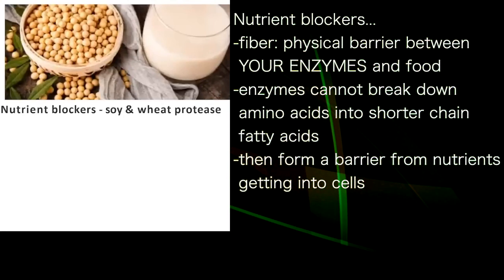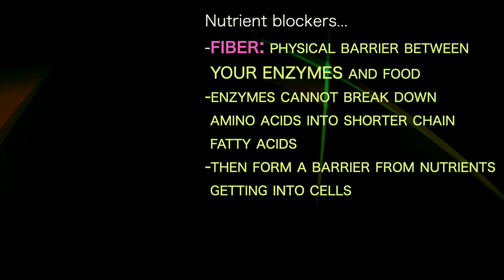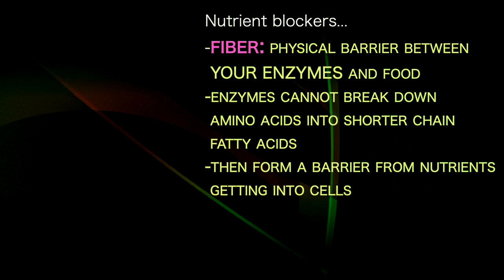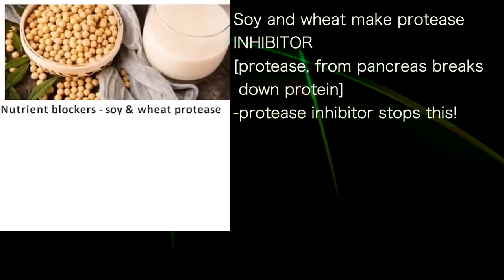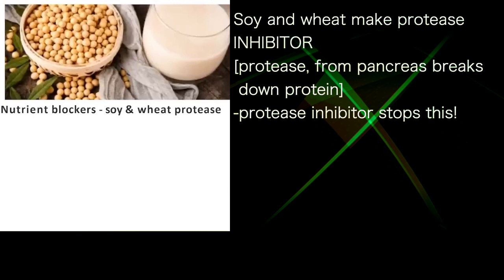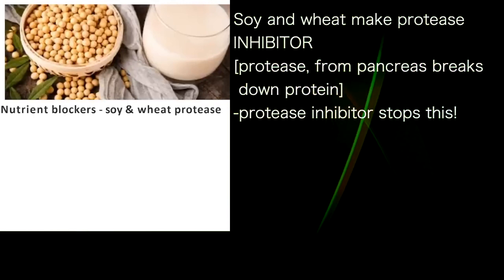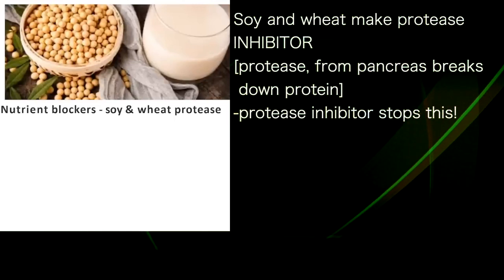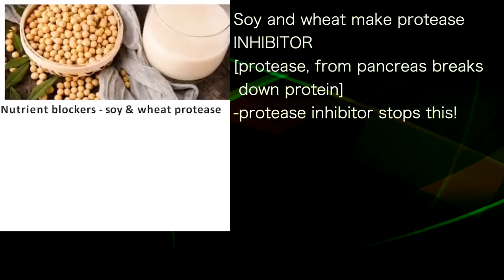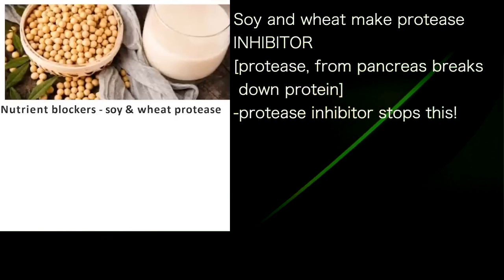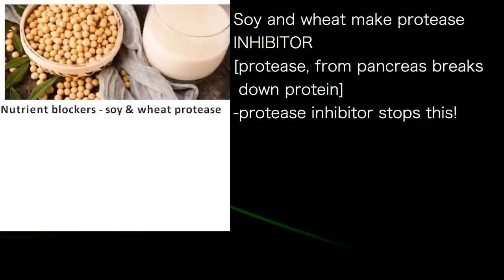But more specifically, just looking at soy and wheat, they make a protease inhibitor. Protease is released from your pancreas to break down protein, as it sounds. Something like ASE, that means it's breaking something down. So protein breaker or downer. And then protease inhibitor stops that. Okay. So soy and wheat have protease inhibitors that block protease from breaking down our protein.